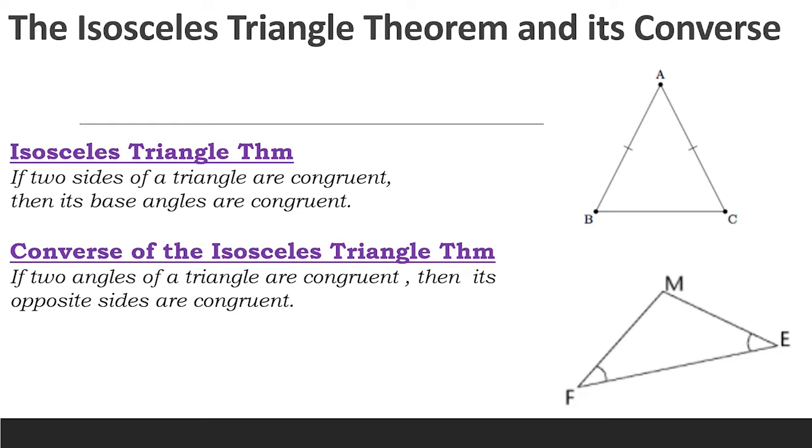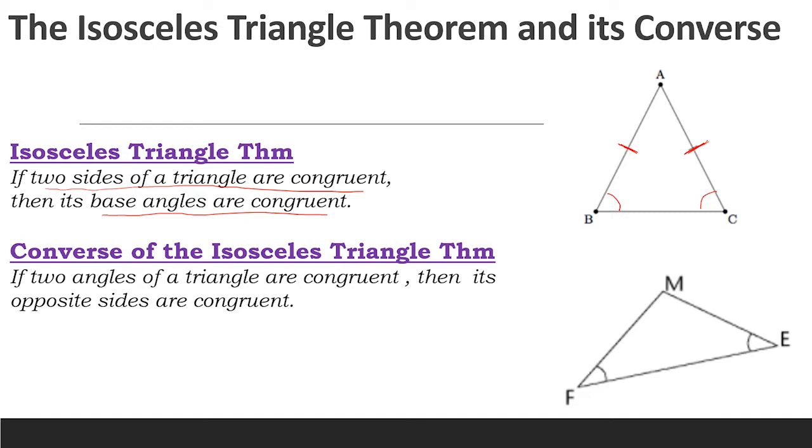Okay, so with an isosceles triangle, we have two theorems. We have the isosceles triangle theorem. So that basically states that if two sides of a triangle are congruent or have the same length, then its base angles are also congruent. So if we look at this top figure here, we have sides AB and AC that are congruent, and we know that because we have these congruence marks that I'm highlighting. So we can conclude that angles B and C are congruent as well because they are opposite those legs, and so they have the same measure.